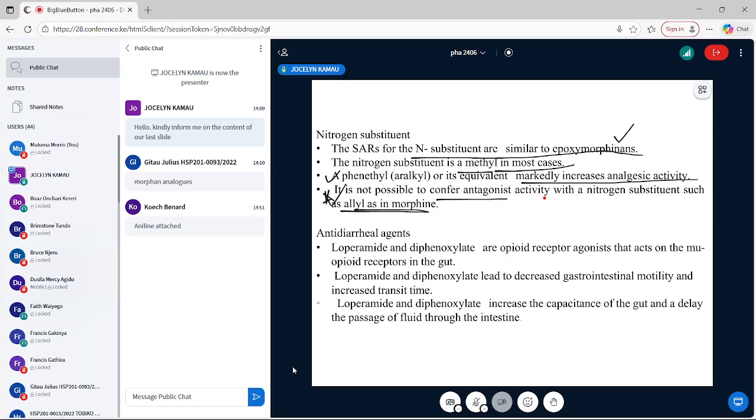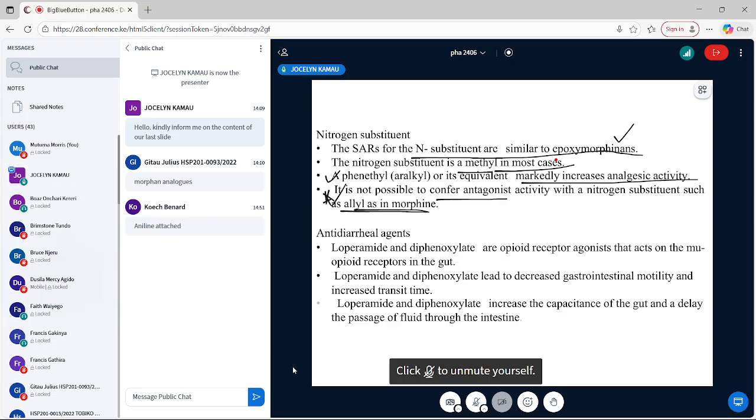then you change the group at position number 17, as we had discussed earlier, and you get pure antagonists. As we move on to these other classes, even at butorphanol, which are morphinans, we realized that we will get compounds with mixed agonist-antagonist activity. So pure antagonists are mainly from the morphine analogs.